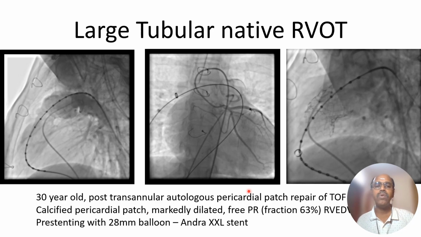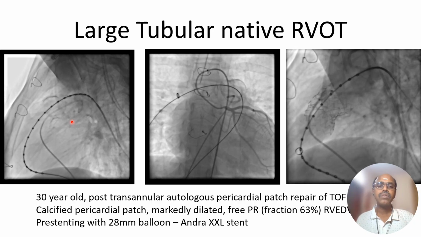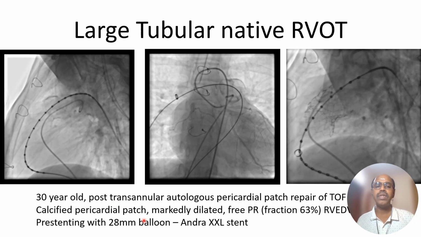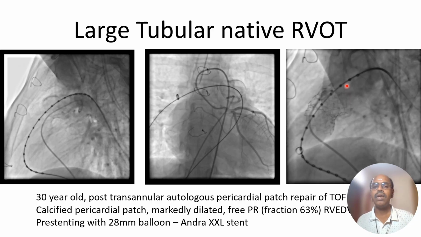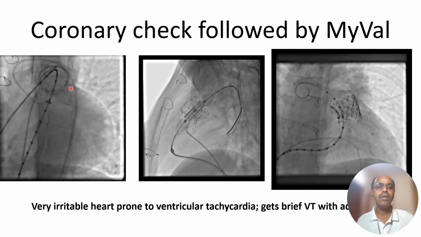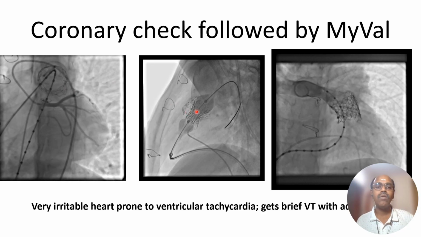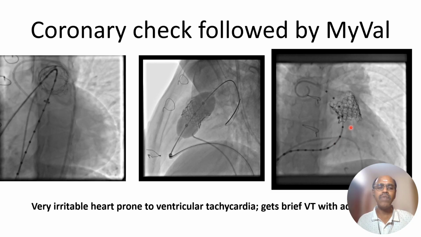So here what you do, if you don't want to directly put in the valve, you pre-stent it with a 28 millimeter balloon over an Andra XXL stent. So this is the pre-stenting that has been done. Following the pre-stent, then put in the valve. So this is the valve being deployed. Coronary is checked in final position.